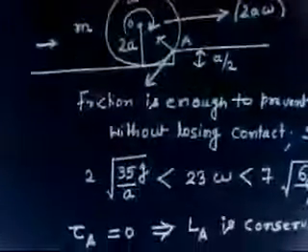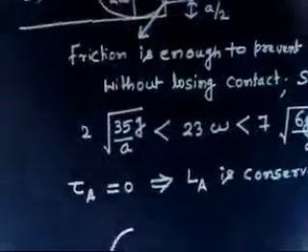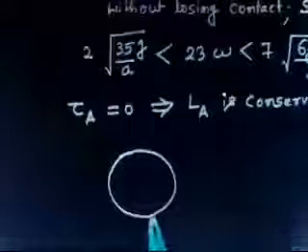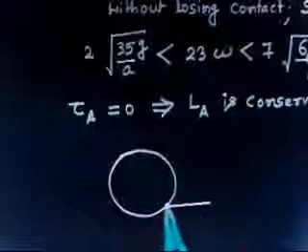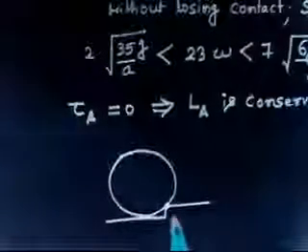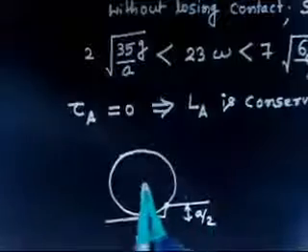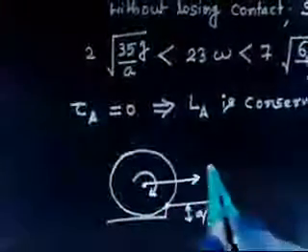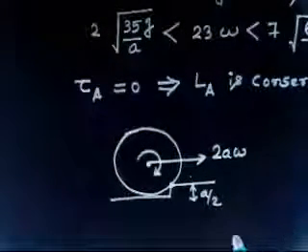So let us try to do the angular momentum conservation. Before collision, your sphere is something like this. And now I want to take angular momentum about this point. So this height is a by 2. This point is moving with angular velocity omega, and the center is moving with 2a omega. So what is the initial angular momentum we have?